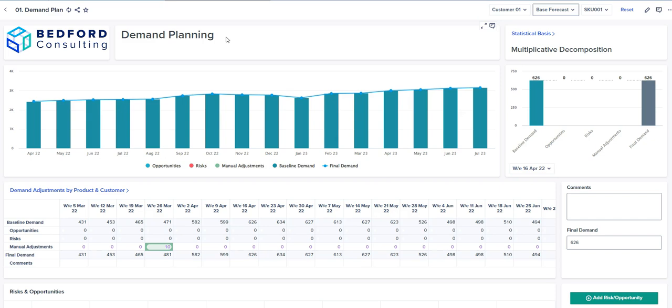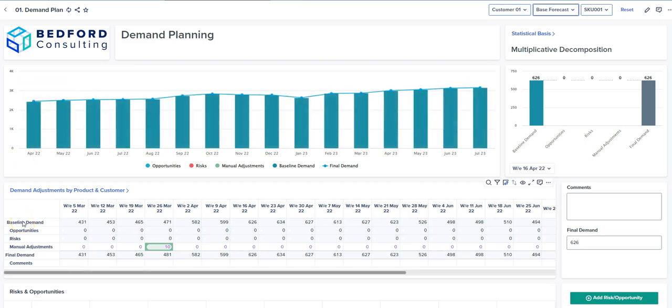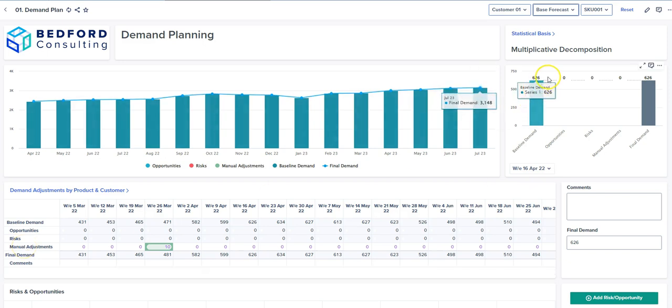It has a simplistic layout to visualize the demand plan, where the statistical baseline demand is overlaid with opportunities, risks, and manual adjustments, in this case at the customer SKU level. But the interaction could be at any level of the product or regional hierarchies.